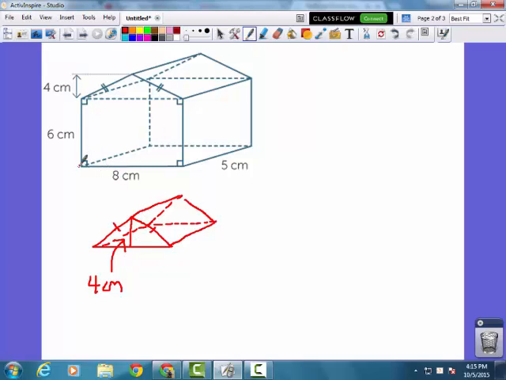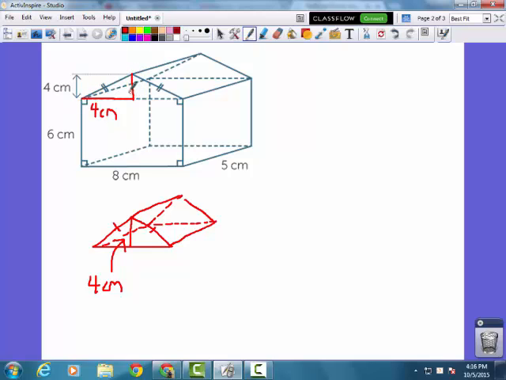So we also know that this entire distance across here is 8 centimeters, which means if these two are the same, that means that this must be split in half. So this 8 centimeters, half of this triangle from here to here would be 4 centimeters. So if this is 4 centimeters, we've got the 2 pieces we need to find the third side of a triangle.